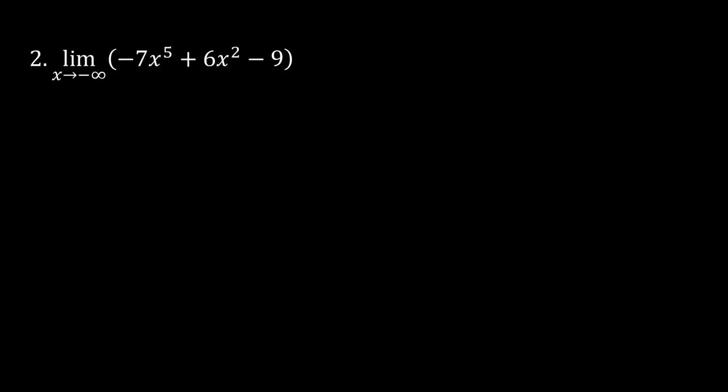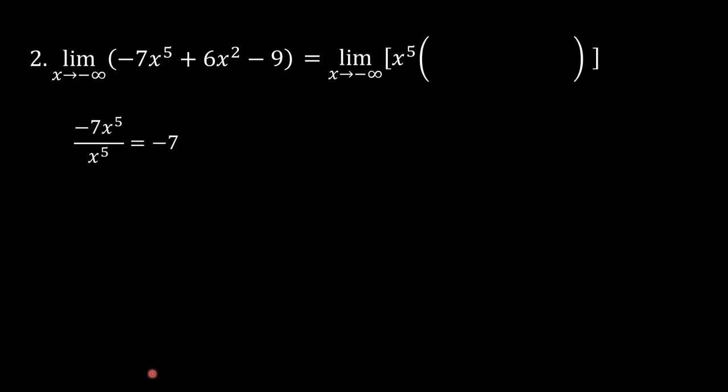Example number 2. The limit of negative 7x raised to the exponent of 5 plus 6x squared minus 9 as x approaches negative infinity. The first thing to do is to factor out the variable with the highest exponent, in this case, x raised to the exponent of 5. So divide the first term, negative 7x raised to the exponent of 5, by x raised to the exponent of 5. This is equal to negative 7. Write negative 7 here.